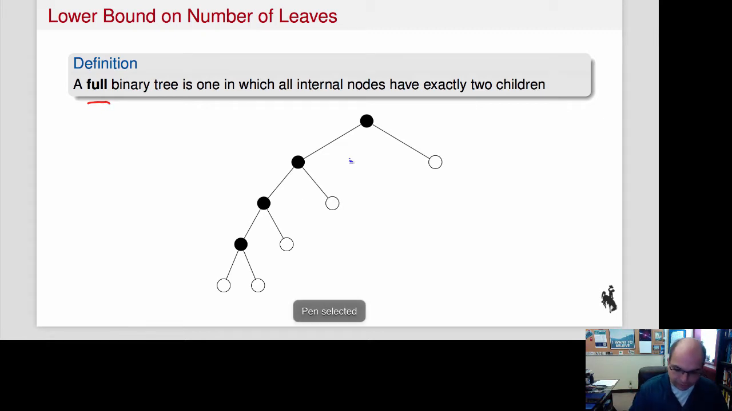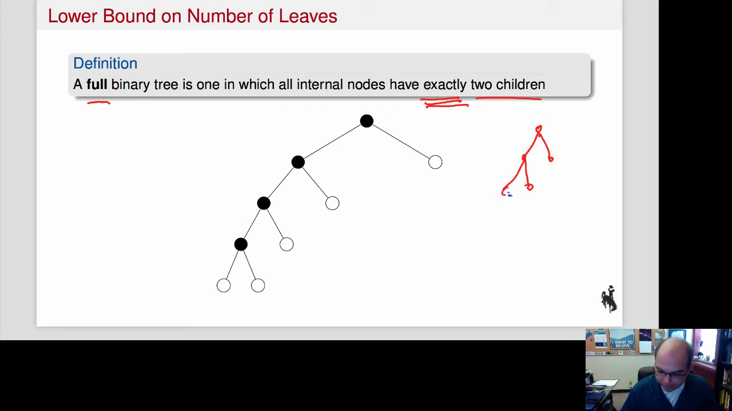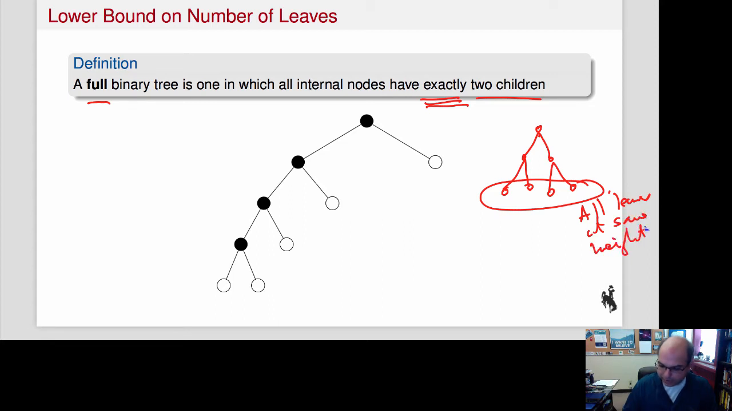Now, a full binary tree is one in which all internal nodes have exactly 2 children. Now, be careful. This is something else that I could have said: the binary tree where all the leaves are at the same height. And that's not what I said. So sometimes when people think of a full binary tree, this is what they think it means, but that is not what we mean by full.